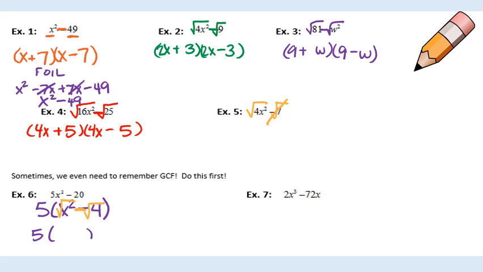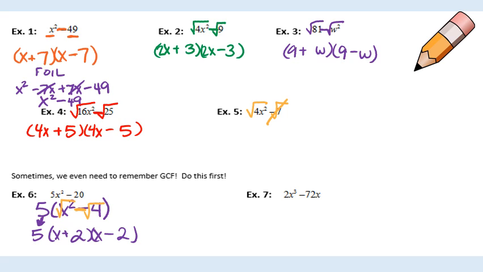Let's set up our two parentheses. Square root of x squared is x. Square root of 4 is 2. Because it's difference, we can do adding and subtracting. Remember to bring that GCF down. We can't just eliminate it. It's part of the original question, so we carry it down to our answer.